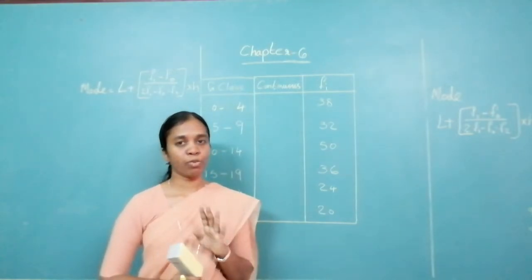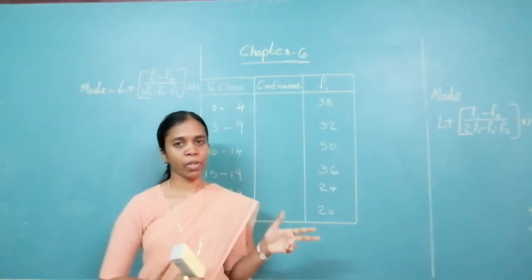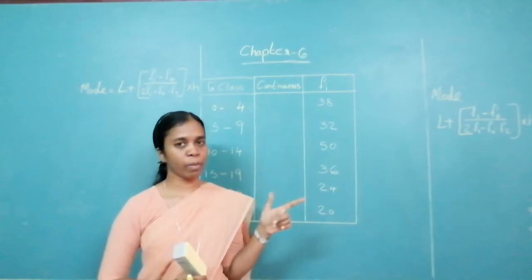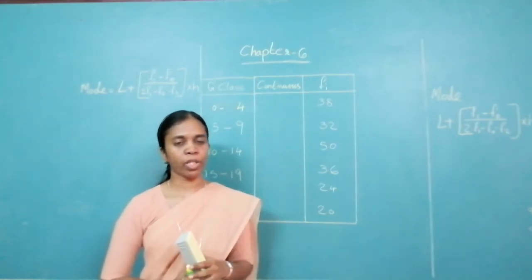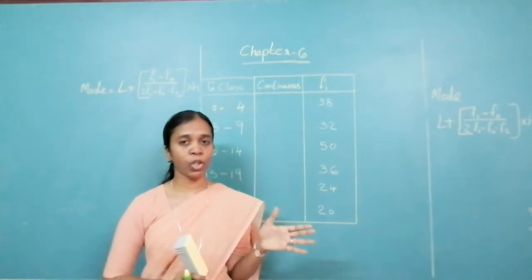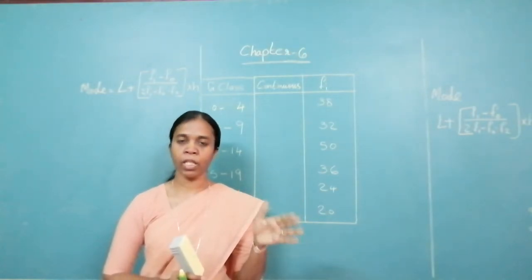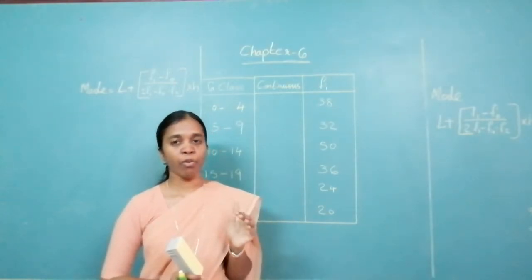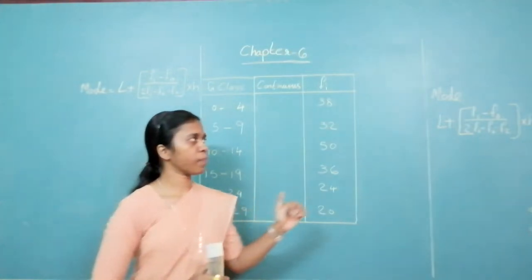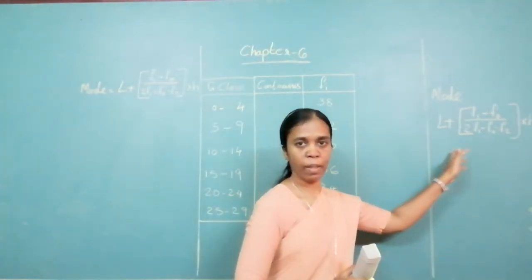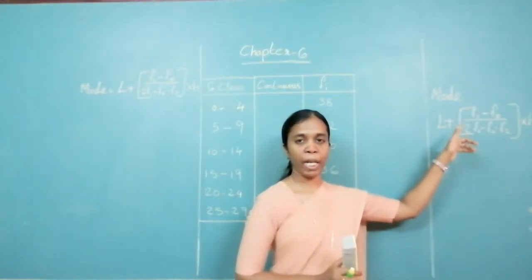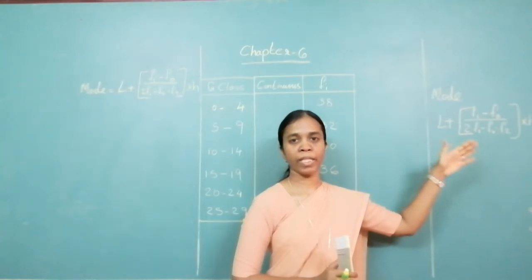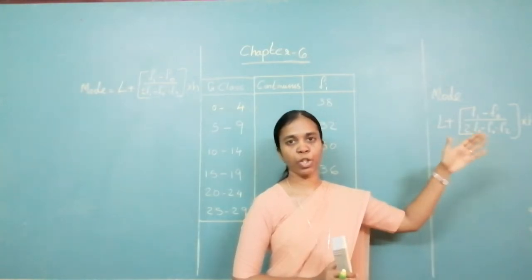In median there were 4 columns: given class, continuous class, frequency, and cumulative frequency, less than type. You have to choose a median class, then put it in the formula. Median is equal to L plus bracket n upon 2 minus Cf upon f into h. Now mode. The formula is L plus bracket f1 minus f0 upon 2f1 minus f0 minus f2 into h.